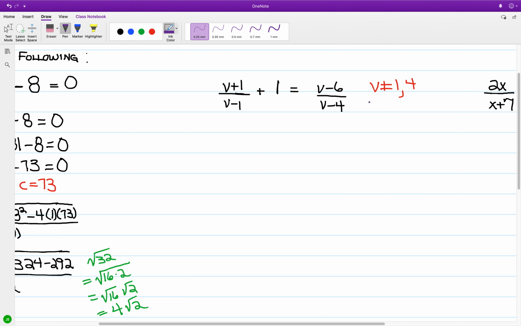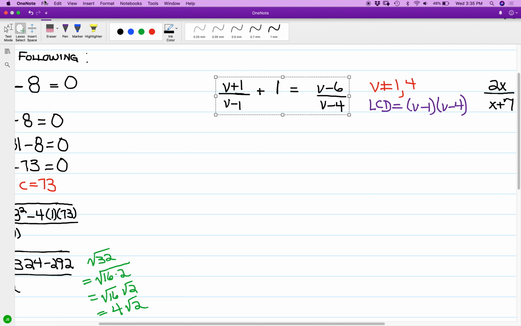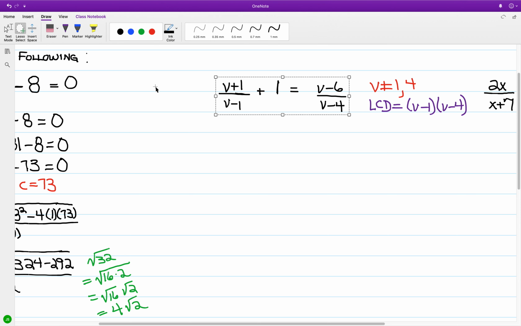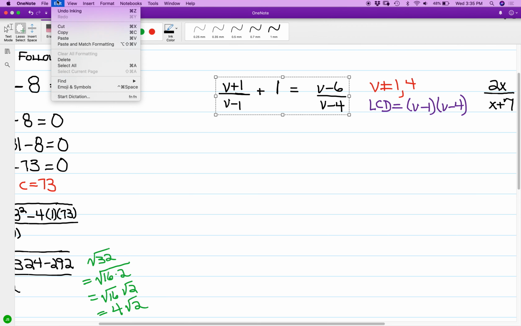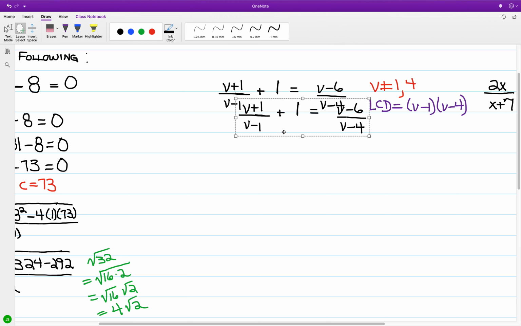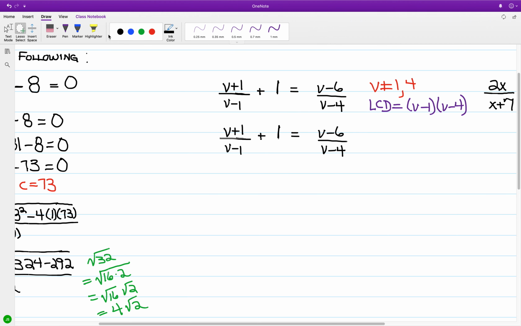Now what we're going to do is clear out the fractions utilizing the least common denominator. For the LCD, we have v minus 1 times v minus 4, and I take what I have here and distribute the terms over this equation, just duplicating what I have here, in terms of spreading out what we have in this particular case.